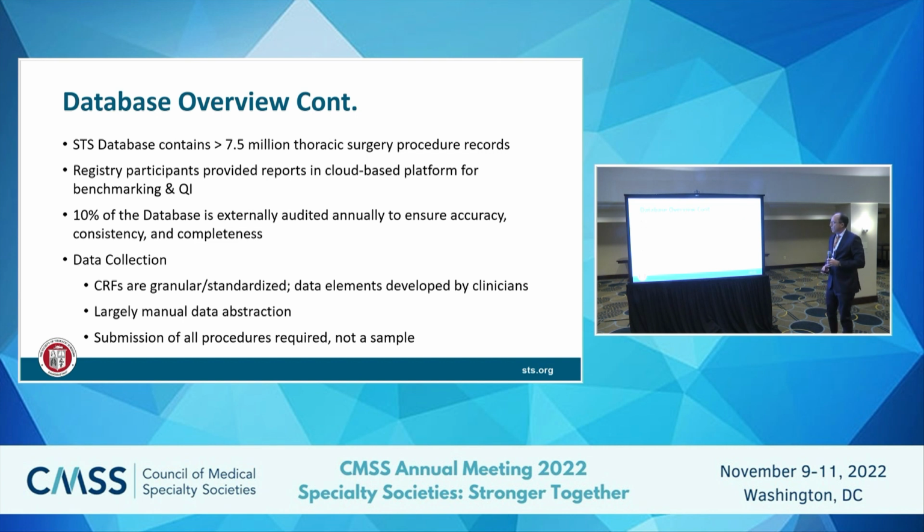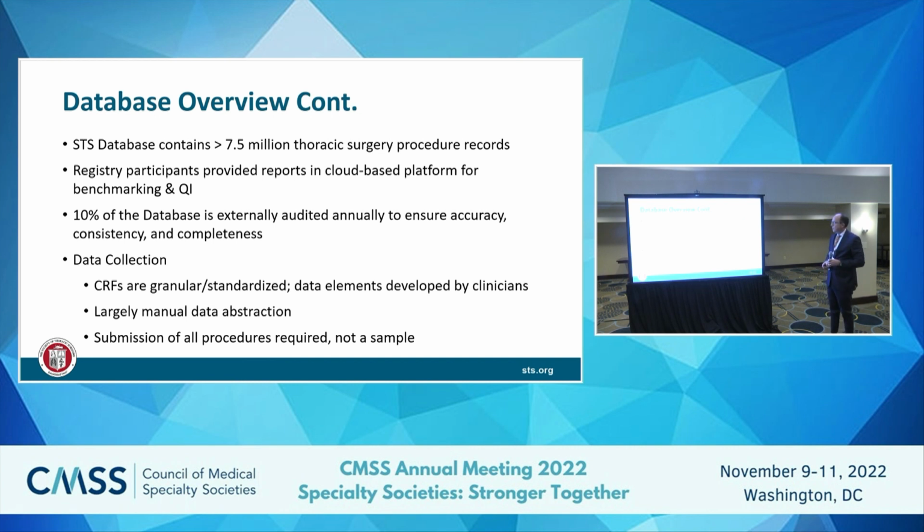So just quick overview on the STS database. Setting aside, again, the TVT registry, we have over 7.5 million thoracic surgery procedural records across all of the databases. And our participants are provided reports in a cloud-based platform that they use for benchmarking and quality improvement. And one of the things I think that sets us apart from a data completeness and a data quality standpoint, which you've heard repeatedly from many of my colleagues, is we actually audit 10% of our records on an annual basis.